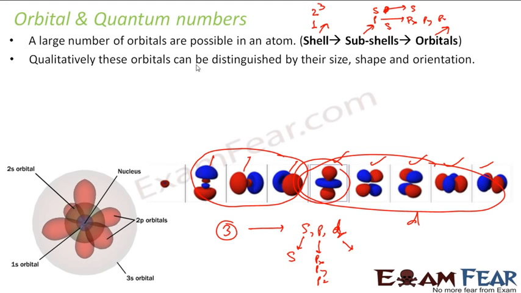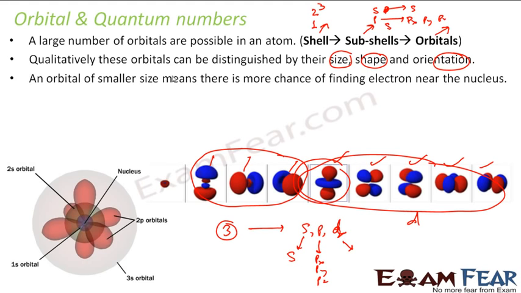These orbitals can be distinguished by their size, shape, and orientation. You see, the size will differ, the shape will differ, or the orientation will differ. In these cases, the size and shape are the same, but the orientation is different. In this and this, the size, shape, and orientation are everything different. So you can distinguish these orbitals by their shape, size, and orientation.